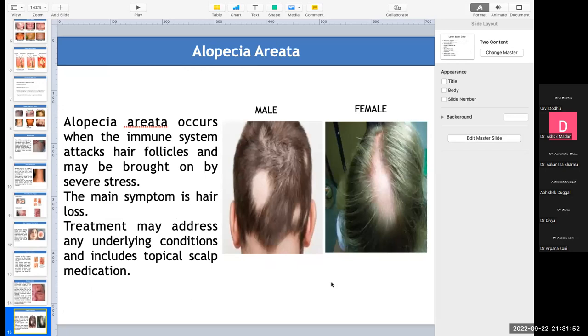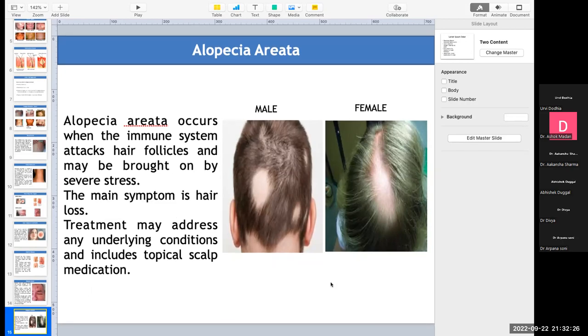Now we come to the next condition, which is alopecia areata. Alopecia areata occurs when the immune system attacks the hair follicles and may be brought on by severe stress. The main symptom is hair loss. Treatment may include treating the underlying condition, and we usually give intralesional injections of steroids and oral and topical solutions for hair regrowth.